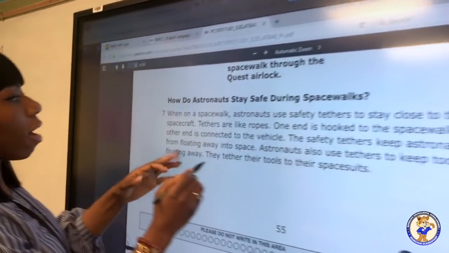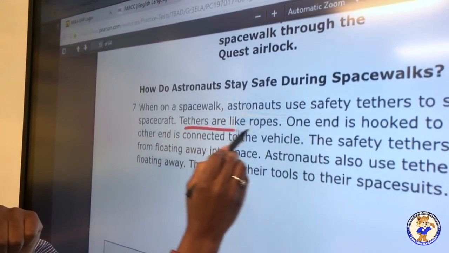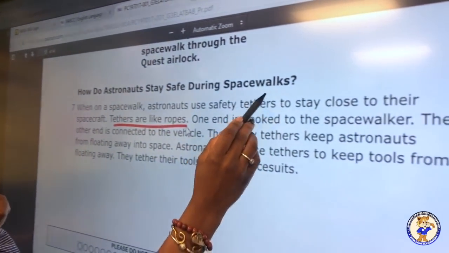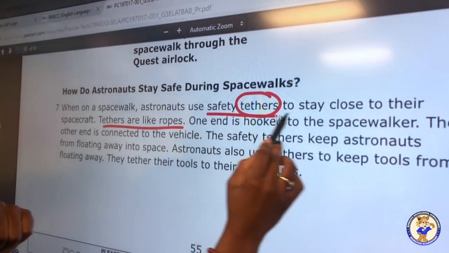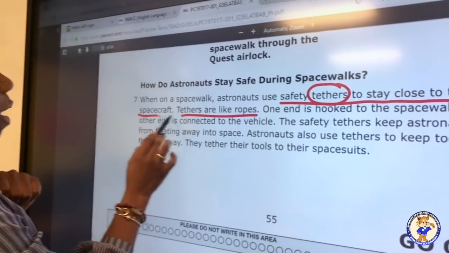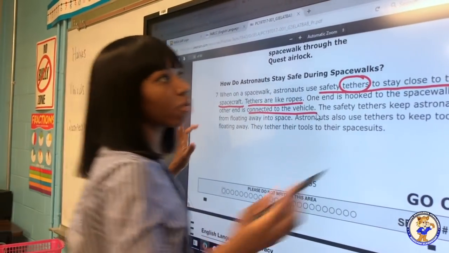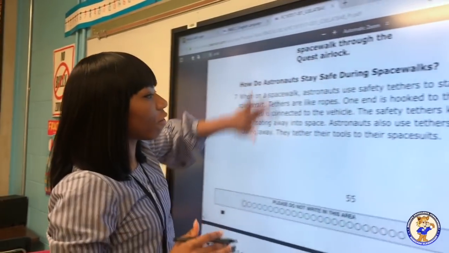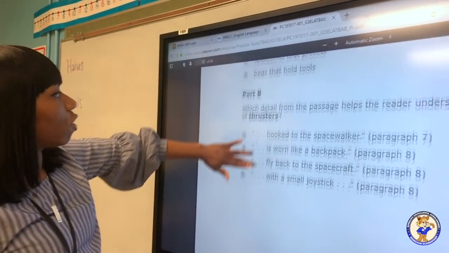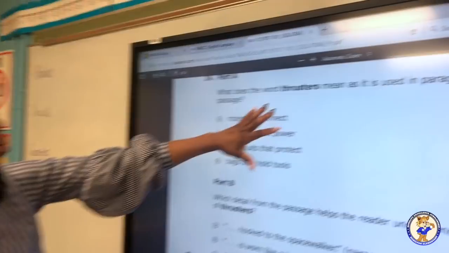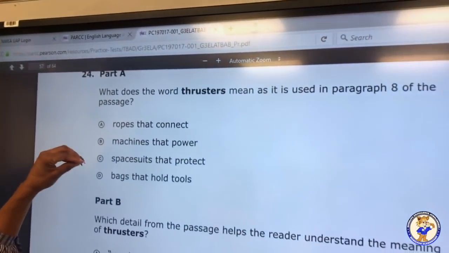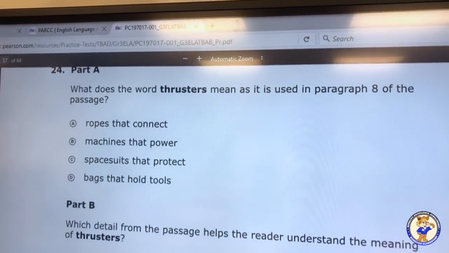I know that they're talking about tethers. They said tethers are like ropes. They use tethers to stay close to their spacecraft. That keeps them connected to the vehicle. I can move on because I think I have enough information to answer my question now. What does the word thrusters mean as it is used in paragraph 8 of the passage?